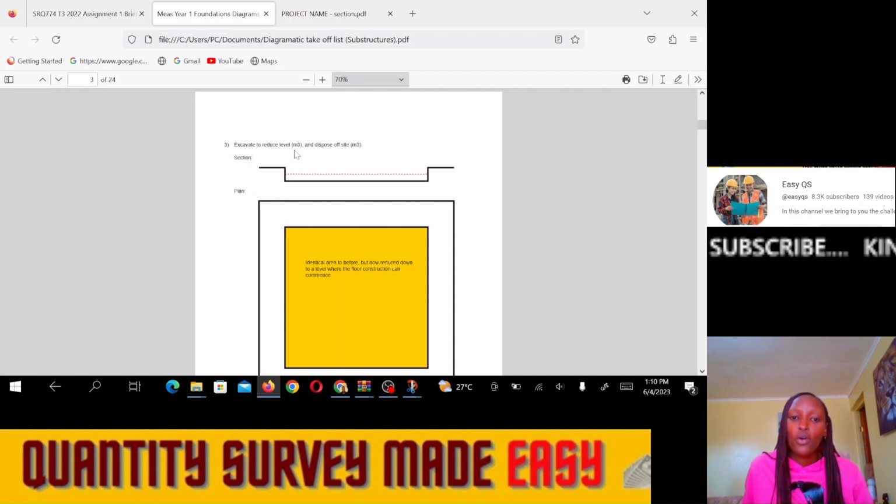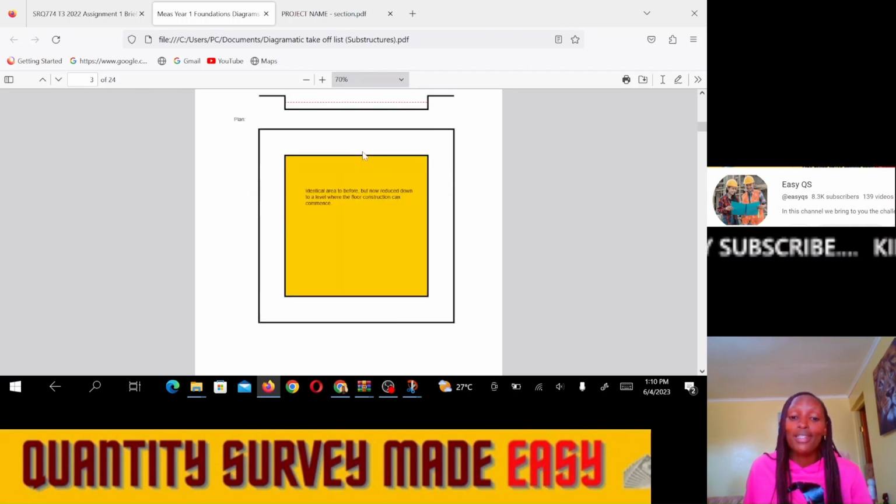All right, so then we need to dispose this soil out of the site. After we have reduced the level, this soil was not strong enough to support the hard core so that we can do the floor construction. So we shall transport it out of site, and that volume of soil is the same as the one we have reduced the level. So it's measured in cubic meters, that is volume.